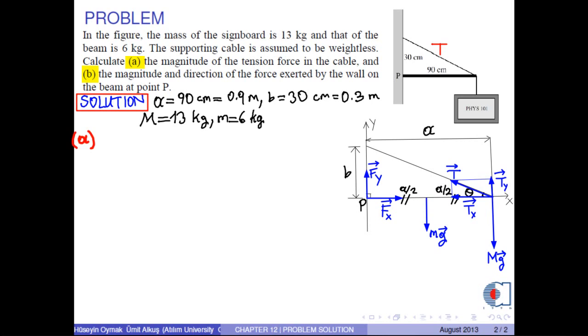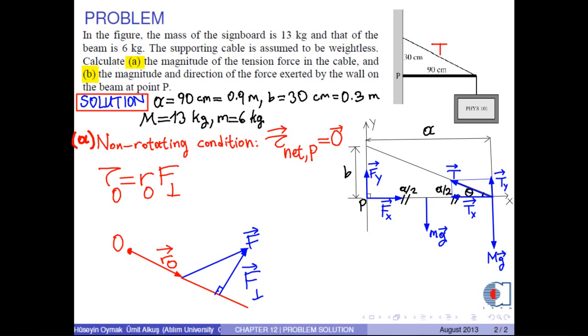Since the system does not rotate, the net torque about P is 0. According to the following figure, torque is defined to be rho times F perpendicular, where subscript O represents the point through which the rotational axis passes, and F perpendicular is the component of the force perpendicular to the line of extension of position vector rho. According to the figure, we take the positive and negative rotations as follows.